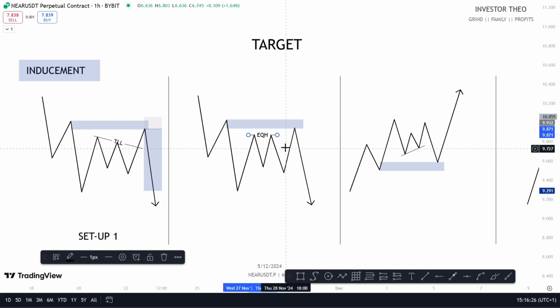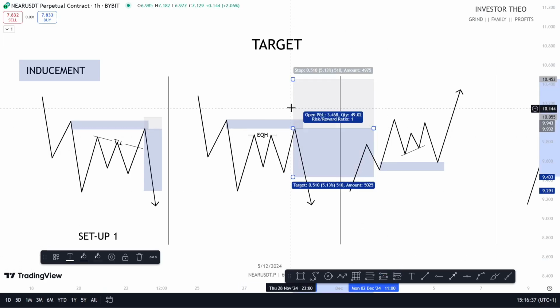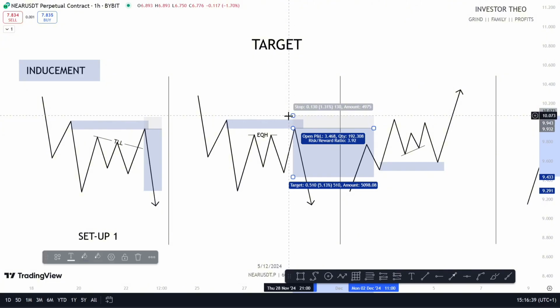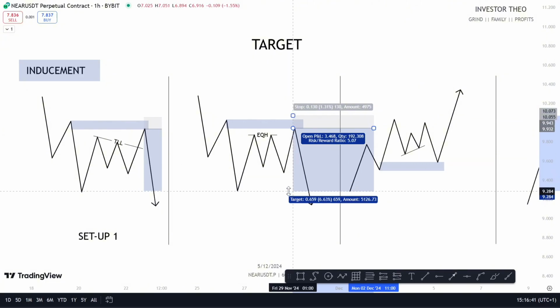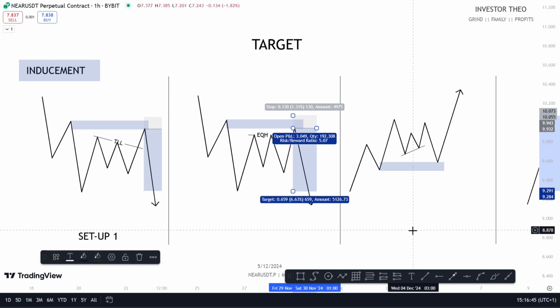So if you had worked with this concept, remember the first one is trend line liquidity, the second one is EQH, equal highs. This is a sell. We sell from here with the stop loss above the order block and take profit at the external range liquidity. This is another 1:5 move, clean and easy, rinse and repeat, and making money.